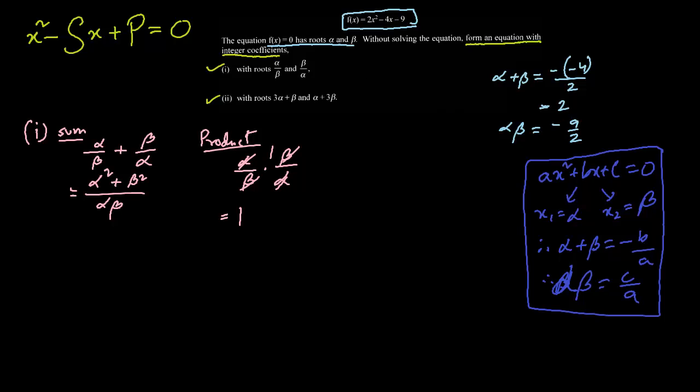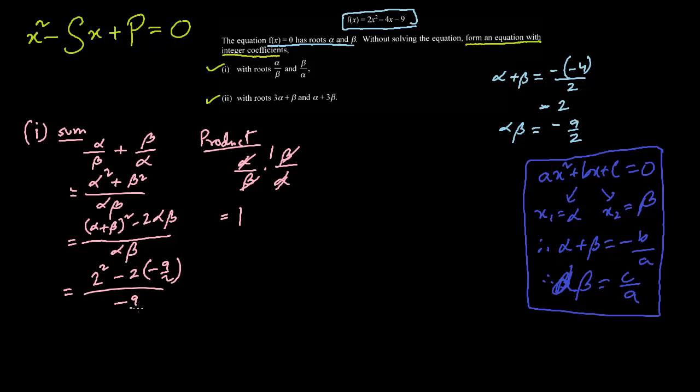So now we can continue the sum for this one. We have to find the value of alpha squared plus beta squared. As you remember, it uses the algebraic identity alpha plus beta whole squared minus 2 alpha beta. So alpha plus beta whole squared is 2 squared because alpha plus beta has the value 2, minus 2 into alpha beta, and alpha beta has the value of minus 9 by 2.